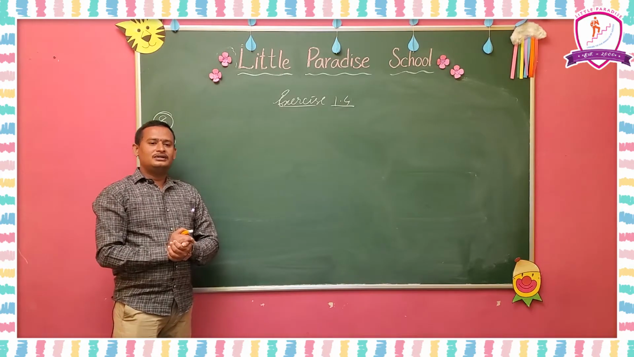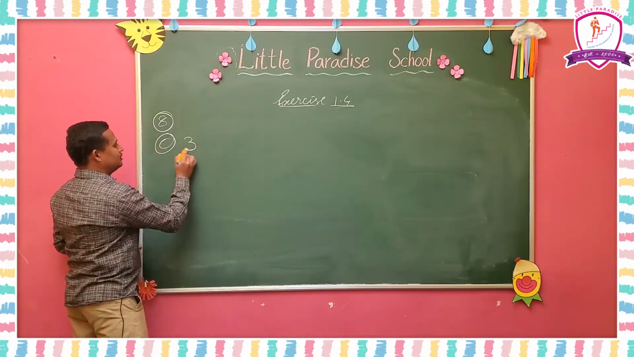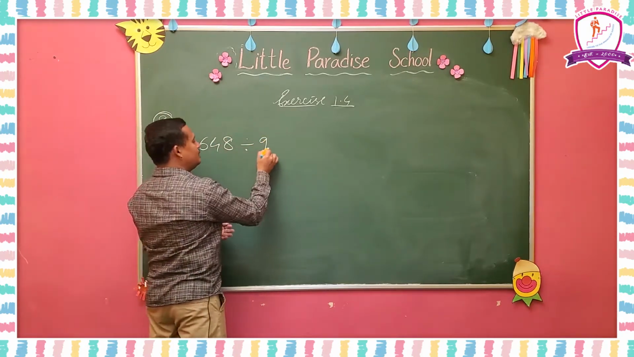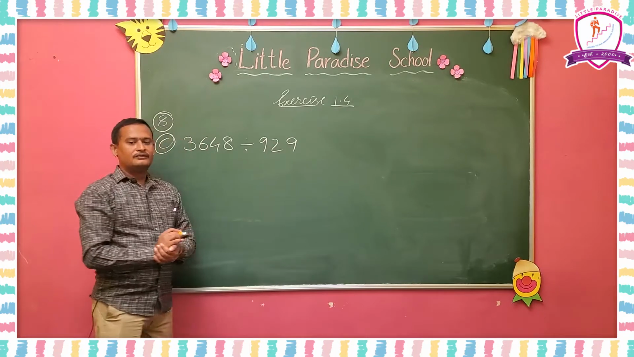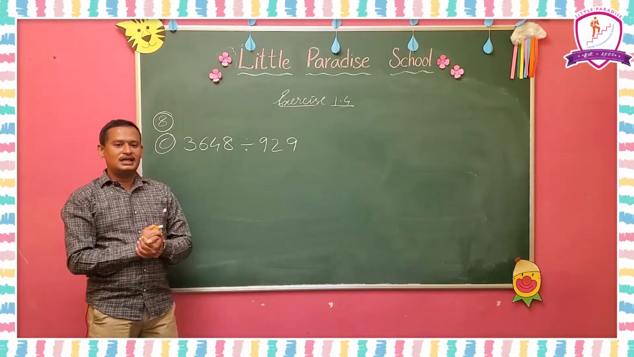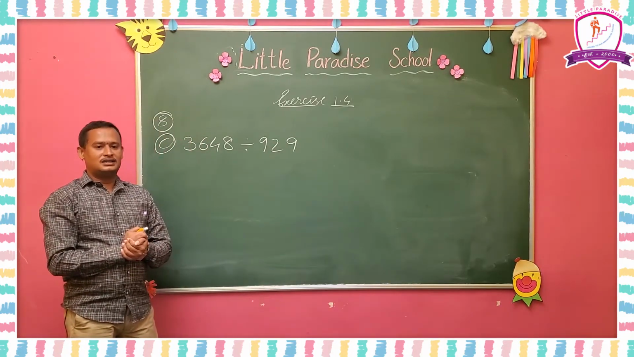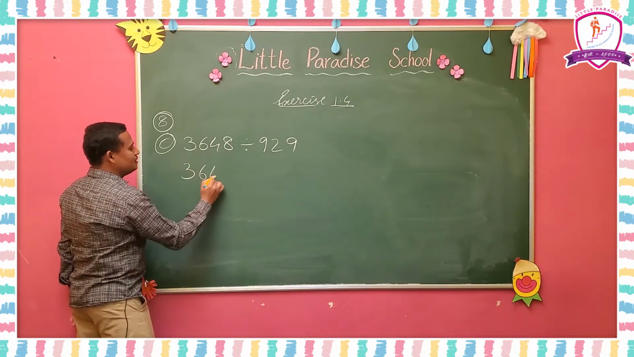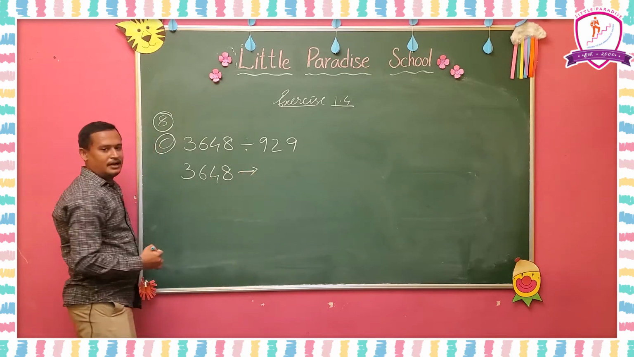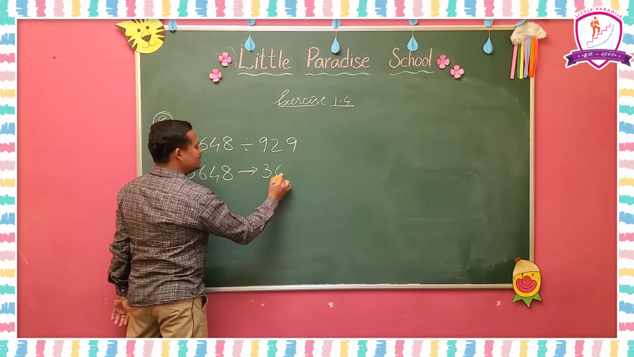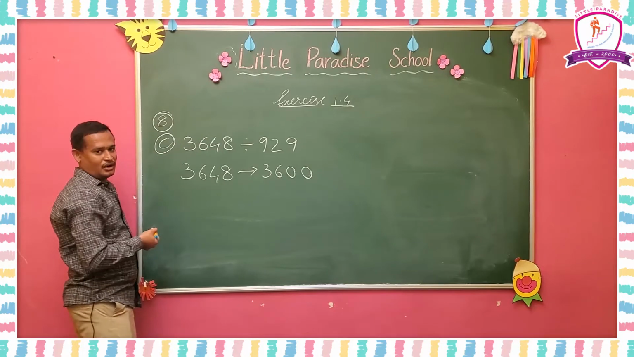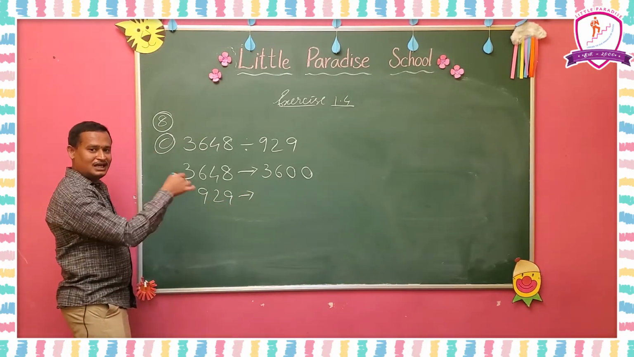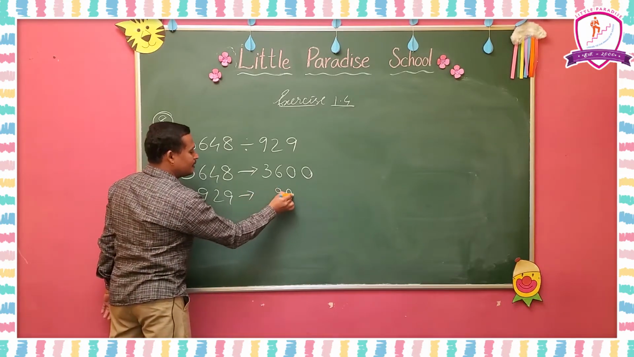So, 3648 divided by 929. We are going to round off these two numbers to the nearest hundreds. 3648 to the nearest hundreds means 3600. And 929 also we are going to round off to the nearest hundreds, which means 900.